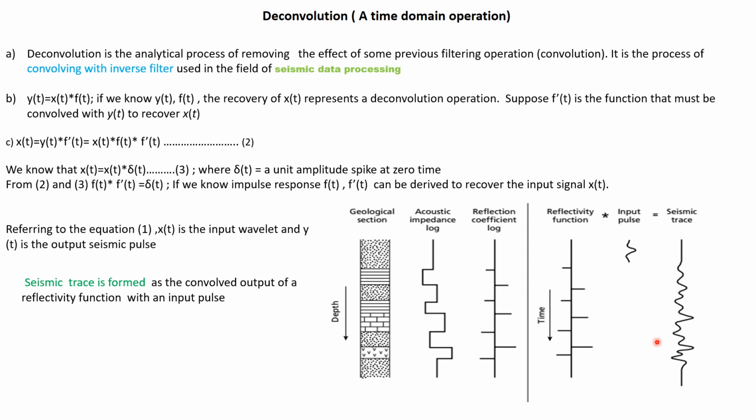So we only know about the seismic trace. We don't have any information about the reflectivity function and input pulse. Our primary objective is to recover the reflectivity function based on the output seismic trace. So, my next slide. This is the seismogram, the reflectivity function, and w of t is the input waveform plus noise.